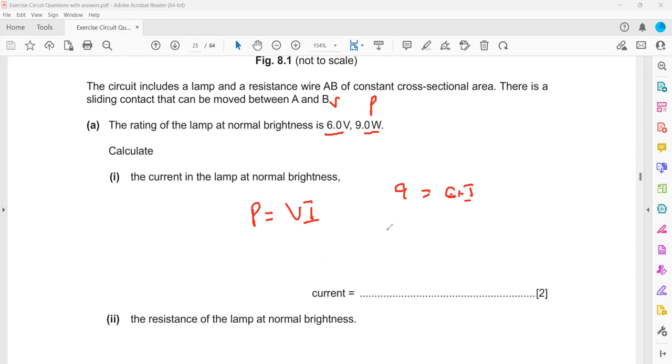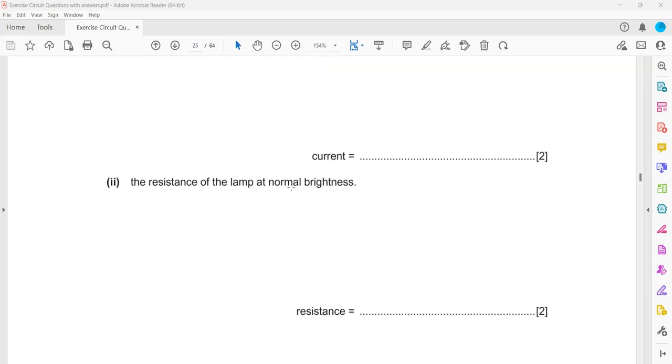So 6 is multiplied, the other side will be divided. So it will be 9 divided by 6, which is equal to 1.5. The unit is ampere, so it will be 1.5 ampere. Whenever you're solving a question, 1 mark is for either substituting a value in the formula or writing the formula. So it's better to write the formula first.